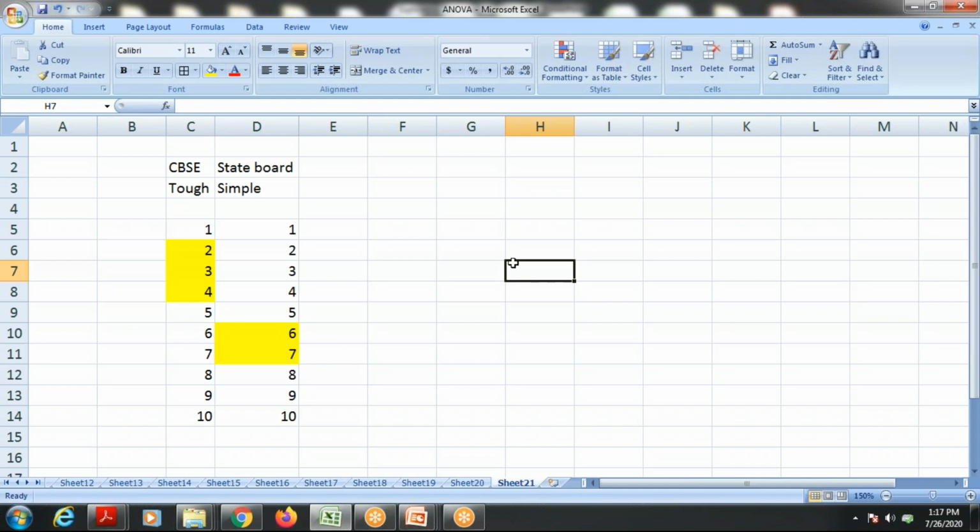So maybe a person who is getting 90% in state board will find it tough to get even 80% in CBSE. So we cannot compare on the score. Did you get it? Is this example clear, what I demonstrated? Yes, sir.